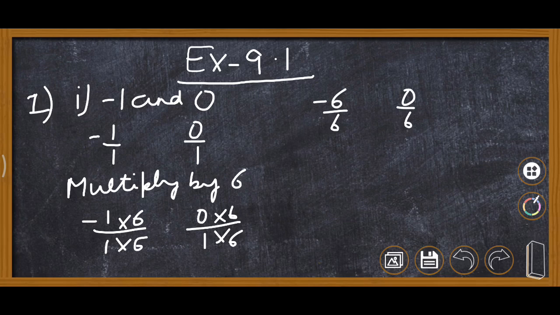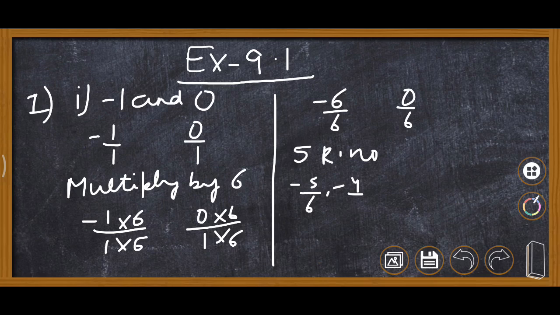Now the 5 rational numbers between them are -5 upon 6, -4 upon 6, -3 upon 6, -2 upon 6, and -1 upon 6. So here you can see these are the 5 rational numbers between these numbers.